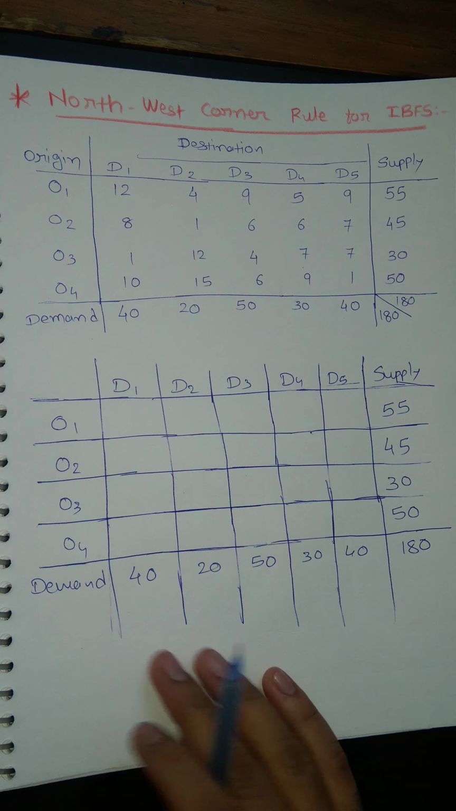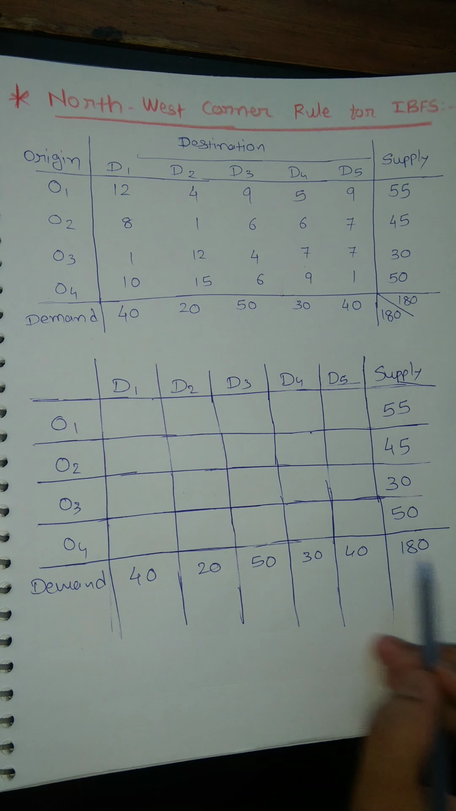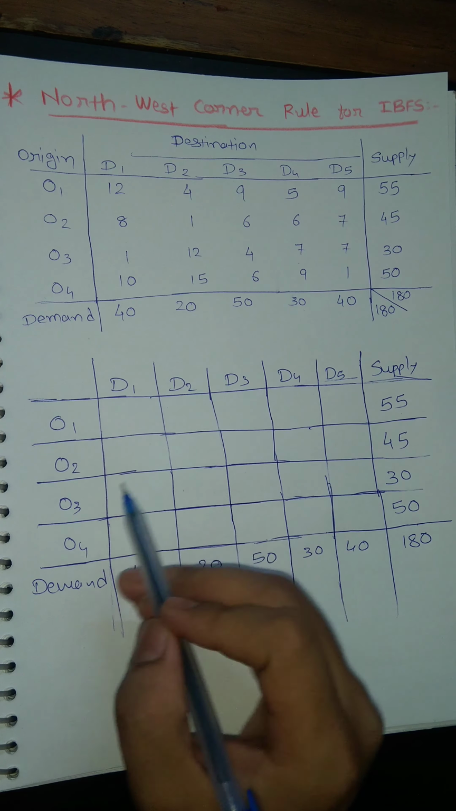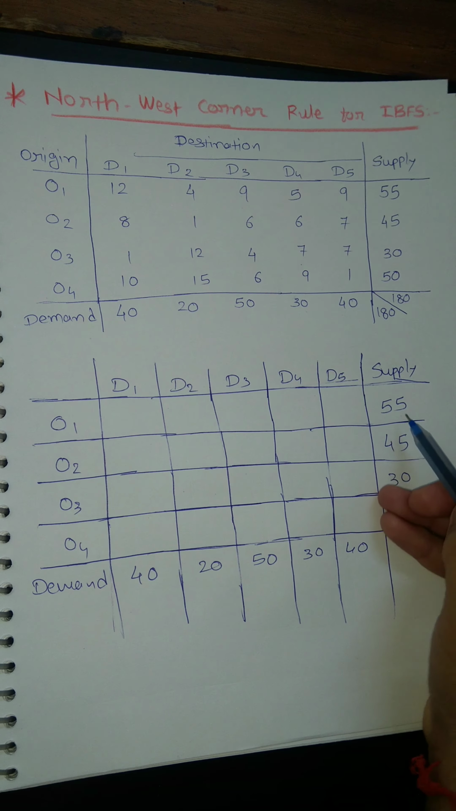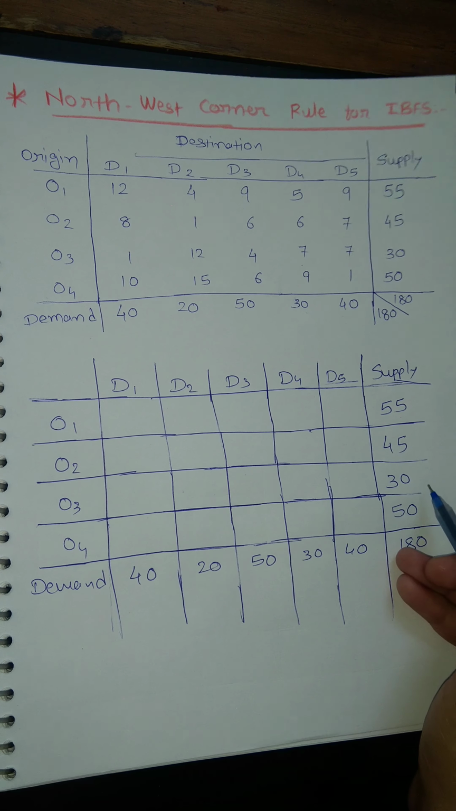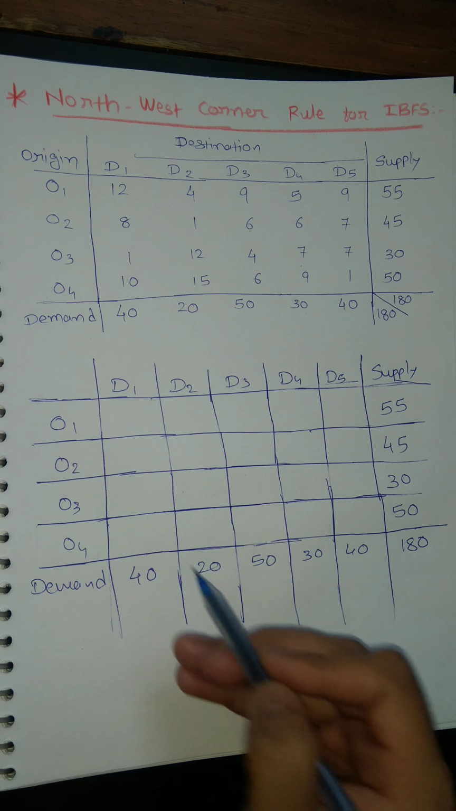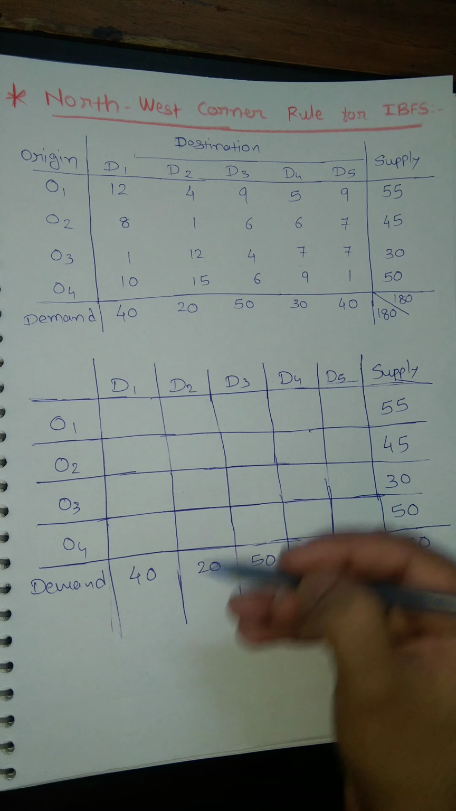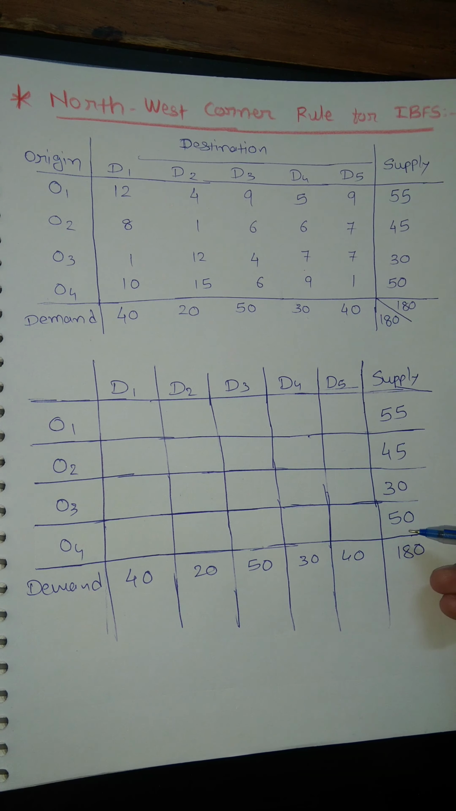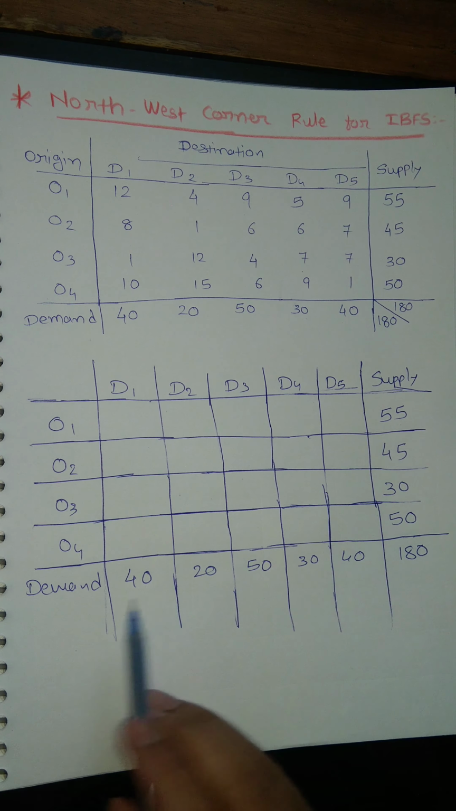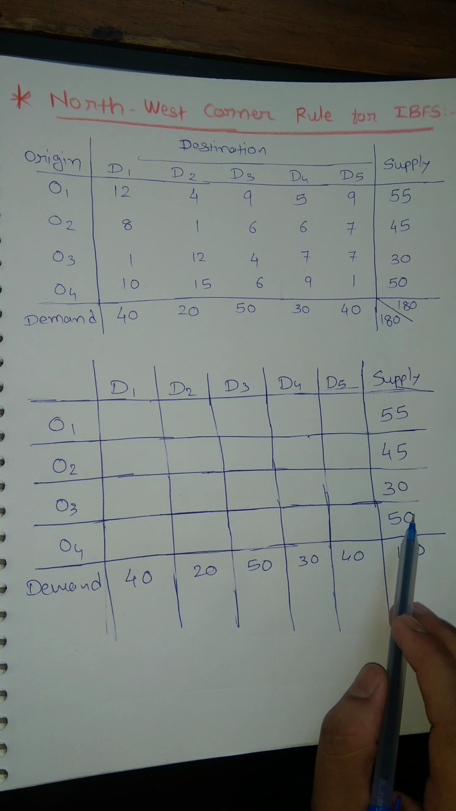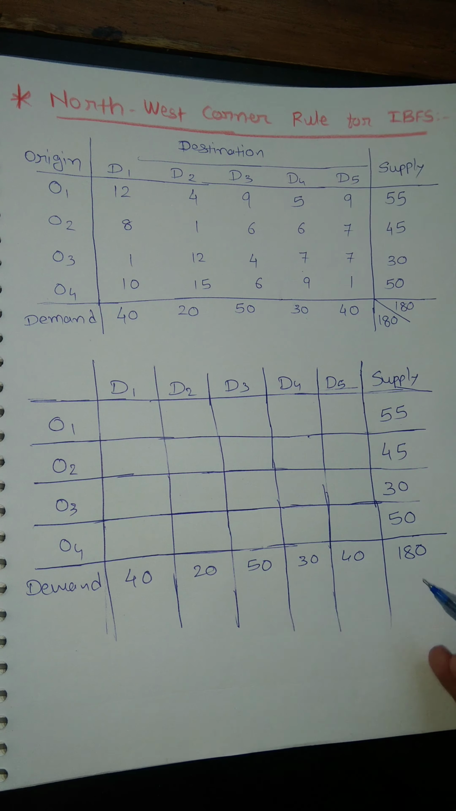So the very first thing you need to do is to make such type of cells for each and every supply and demand. You can see over here O1 has 55 units, O2 has 45, and then 30 and 50 for O3 and O4 respectively. Similarly there are demands. Now the first thing to check is, if you total the supply it is 180, and if you total the demand, it is again 180. So this is a must condition, that supply must be equal to demand.